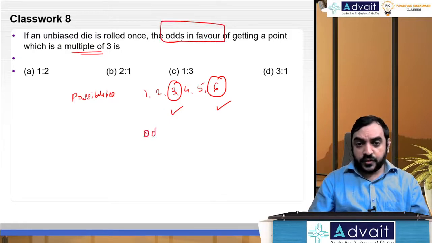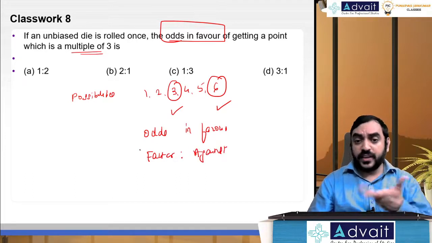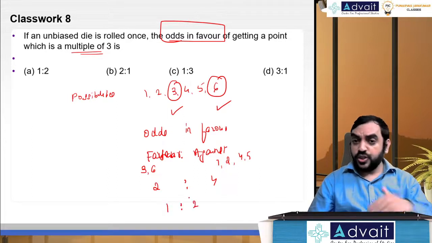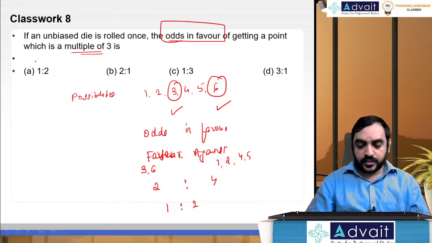So odds in favor means you write favor first, then against later. Favor are 2 events, 3, 6. Against, remaining 1, 2, 4, 5, which is 4 events. So 2:4, or dividing by 2 each, you will get 1:2.